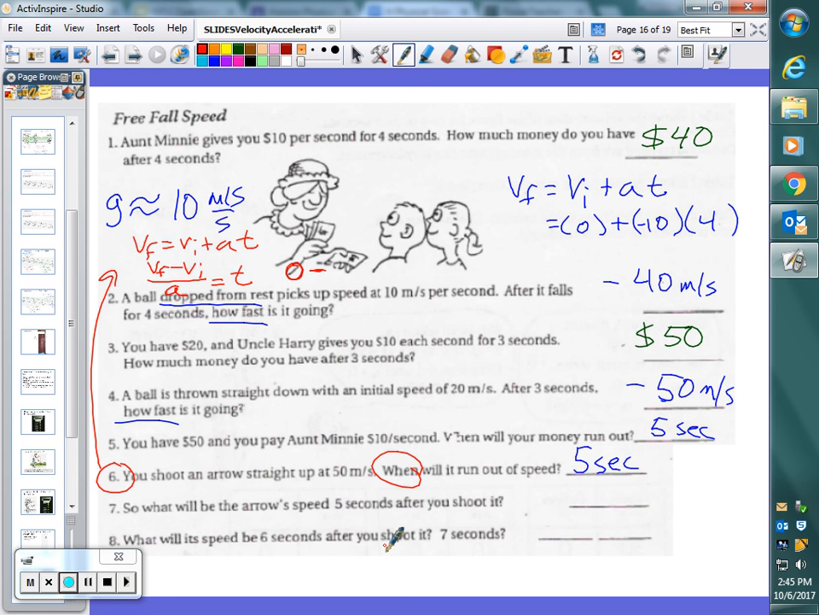Minus, what was the initial velocity of this trip? 50. Which way? Which way did we shoot it? Upwards, so positive 50. But what's the acceleration in this case? 10 meters per second squared, but which way is the 10 meters per second squared? Right, does that make sense?